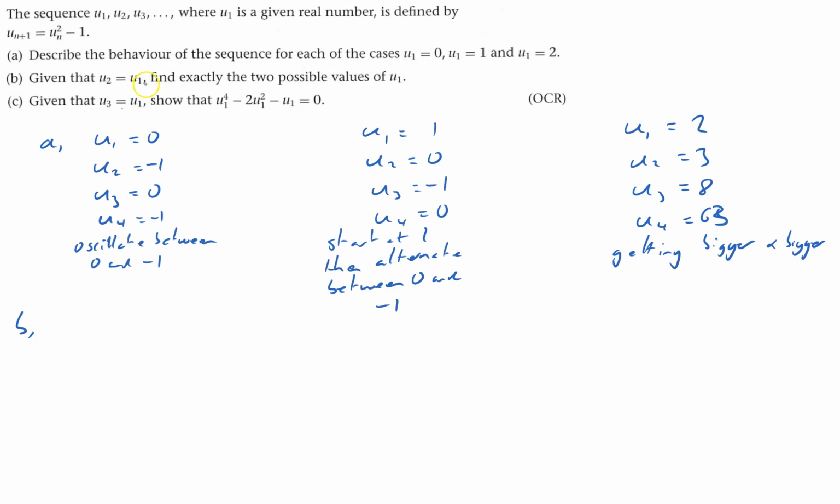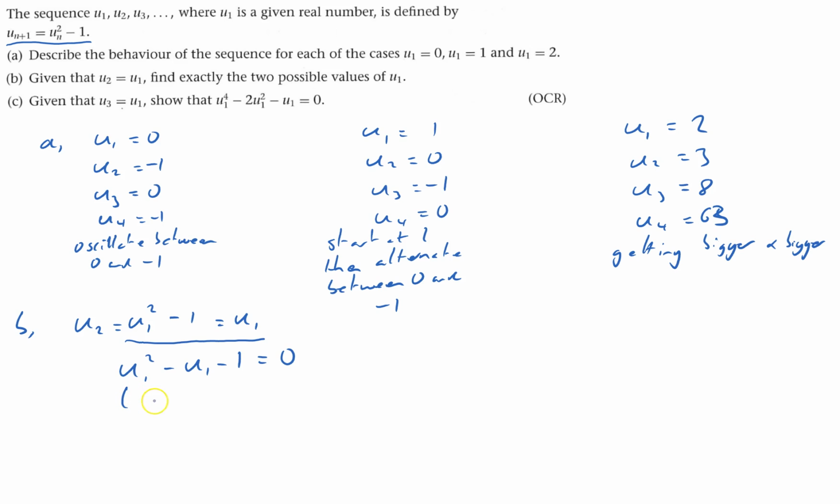B. Given that u2 equals u1, well, u2 equals u1 squared minus 1. That's what it says here. So given that this equals u1, it's basically saying u2 equals u1. So it's saying solve that quadratic, so u1 squared minus u1 minus 1 equals 0. Quadratic, always get equals 0.